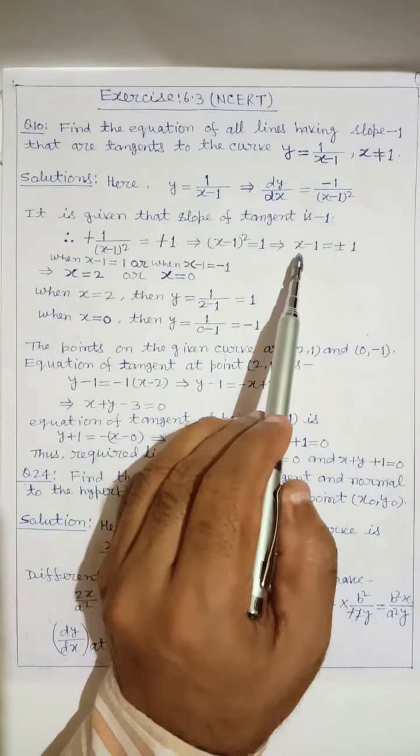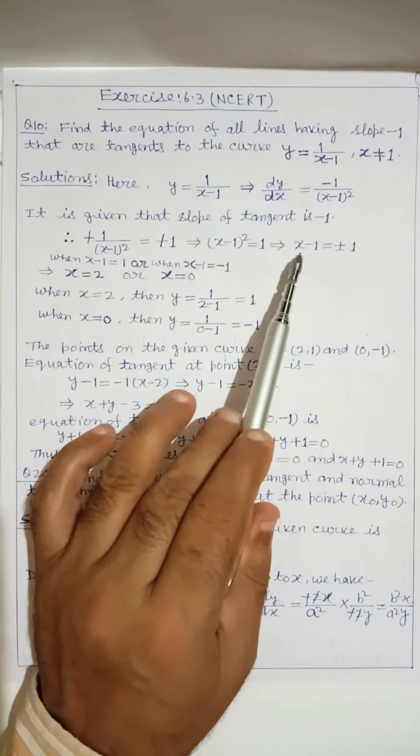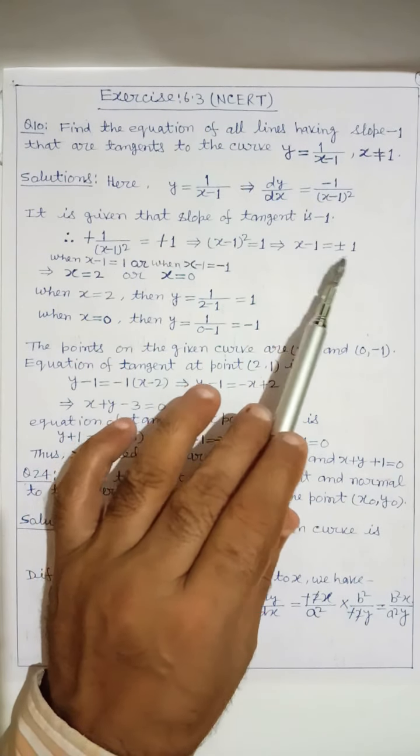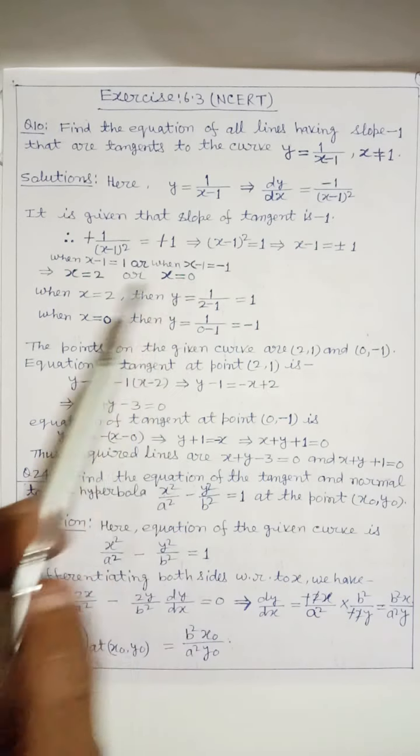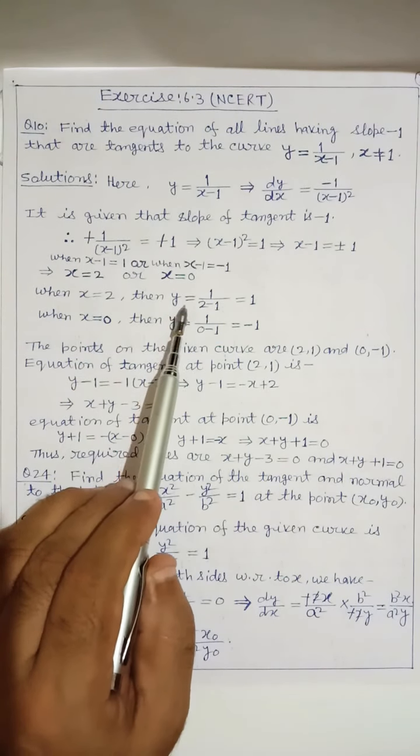We get x minus 1 equal to plus minus 1. At x minus 1 equal to 1 and at x minus 1 equal to -1, we get x is equal to 2 or x is equal to 0. At x is equal to 2, we find y is equal to 1. At x is equal to 0, we find y is equal to -1. Therefore, the points on the given curve are (2, 1) and (0, -1). These are the coordinates of the points.